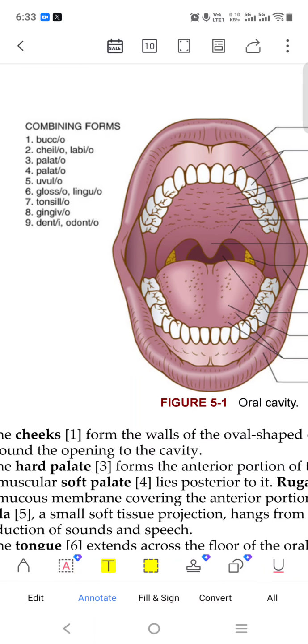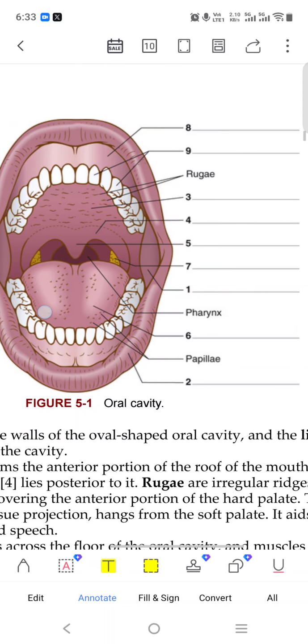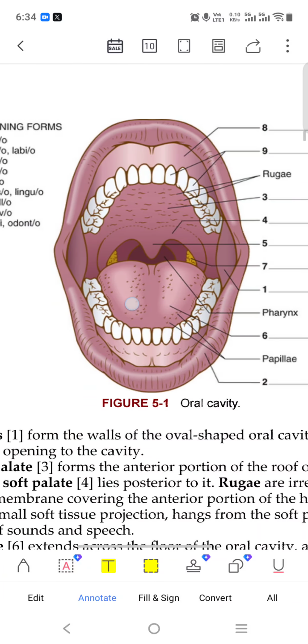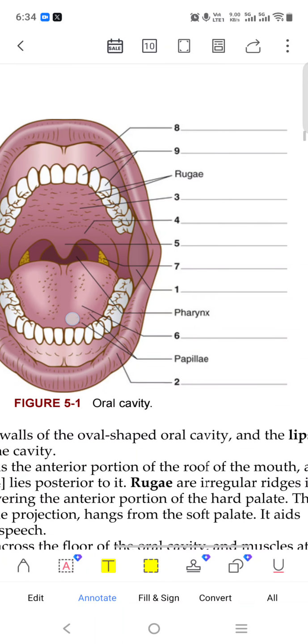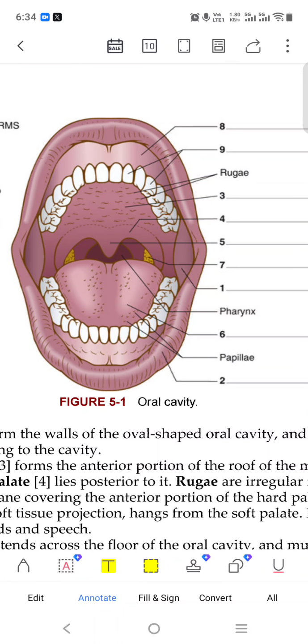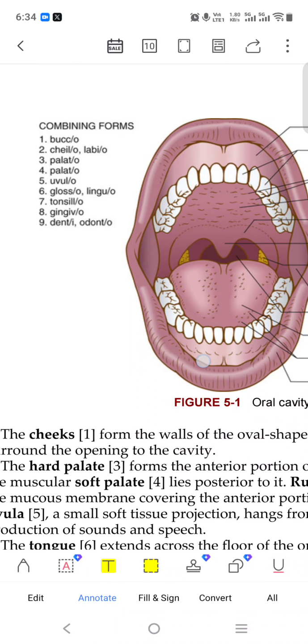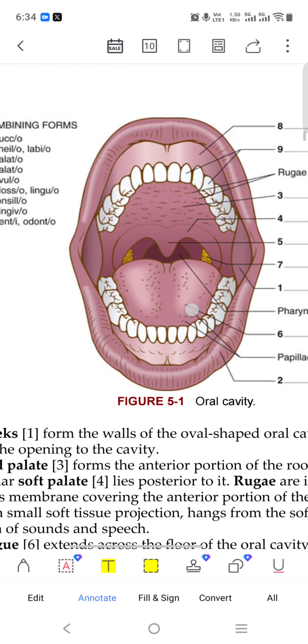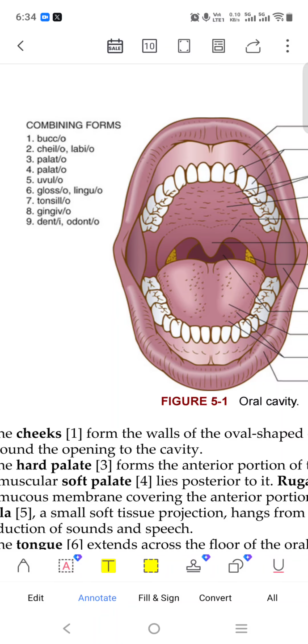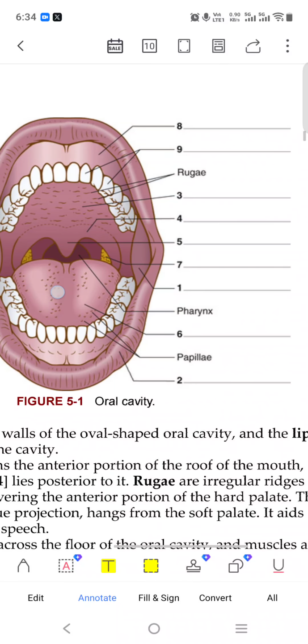Palato and uvulo. Number five is uvulo, a hanging kind of structure inside of our mouth. Number six is glossolingulo. Glosso means our tongue, and lingulo is also our tongue. Tonsillo is seven, on both sides inside. Tonsillo means tonsil.